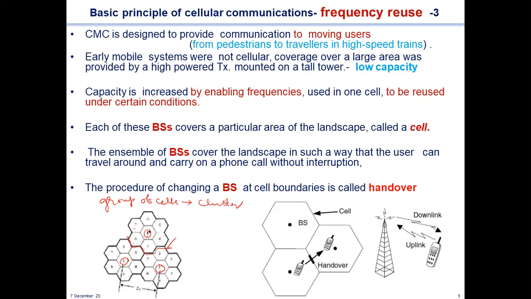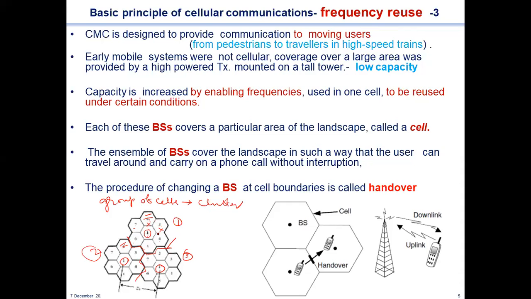The frequency that is used within the cluster is different in each cell. The same frequency is reused in another cluster at an optimal distance. This is another cluster, the second cluster. This is cluster 1, cluster 2, cluster 3. Cluster size and the radius of the cluster, everything will depend upon some design issues.